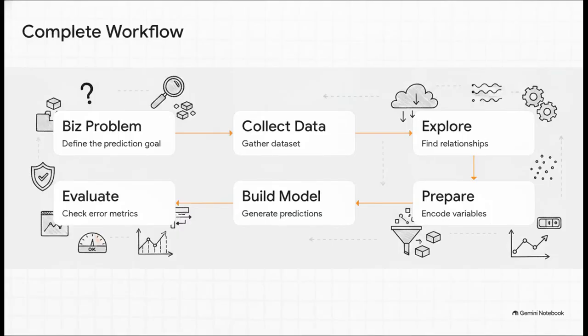And there you have it, the complete workflow end-to-end. We started with a business problem, predicting sales for our retailer. We collected the data, explored the relationships to ensure correlation, prepared our numerical and categorical variables, built the regression model to generate predictions, and finally evaluated the errors for quality control. This is the exact journey from a blank slate to a fully evaluated regression model.